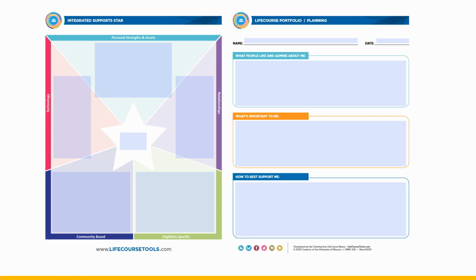Community-based supports and services that might help people have a peer group and social activities and things in the community.